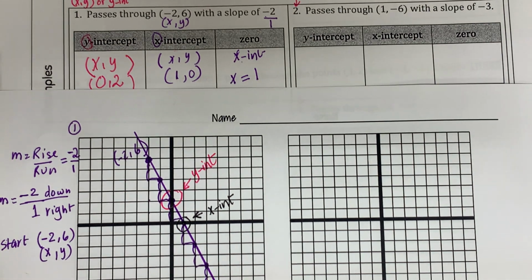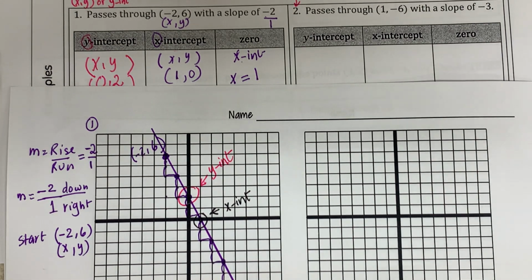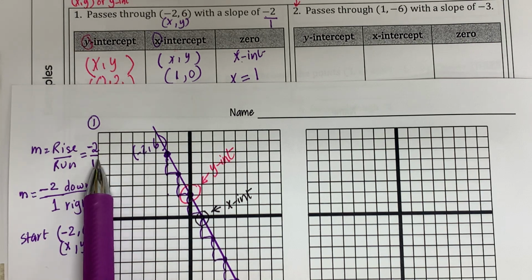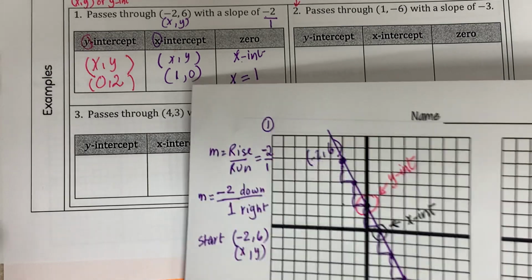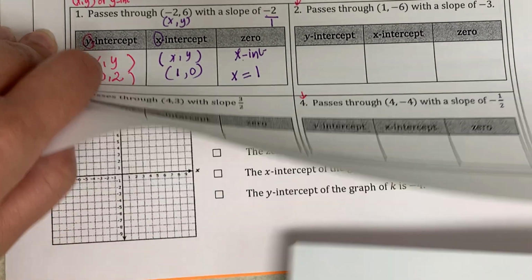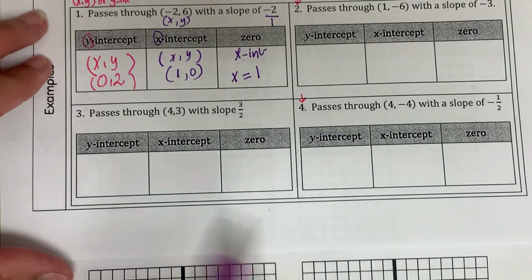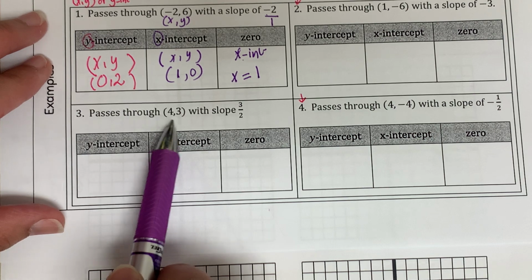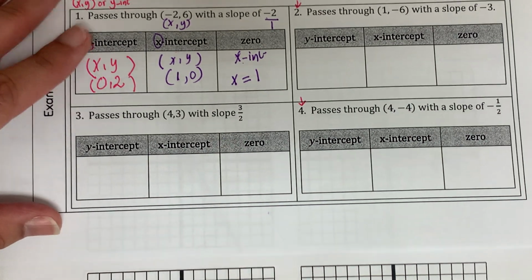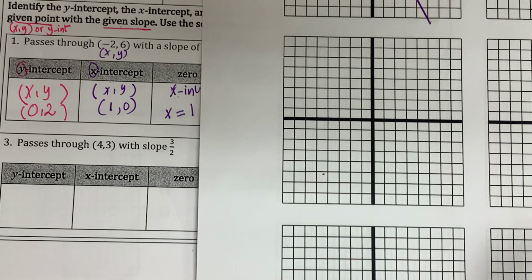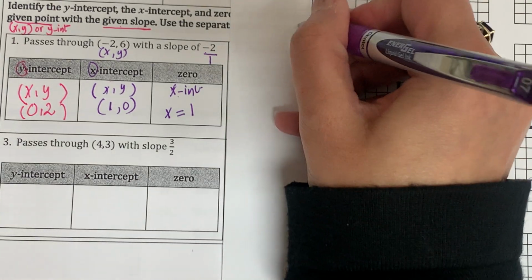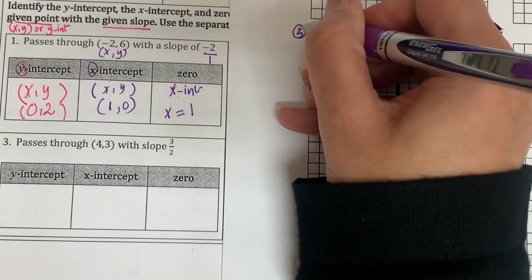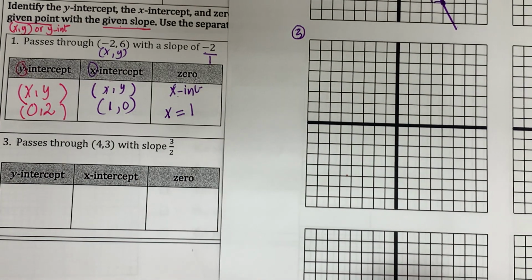Pretty easy, pretty simple. It's not that difficult. All you have to do is read your slope correctly and then use the starting point, and that's it. Number 2, graph number 2 says it is passed to the point 4, 3 and the slope of 3/2. This is my graph paper. I'm gonna do number 3 over here. Number 2 and 4 you're gonna do on your own.